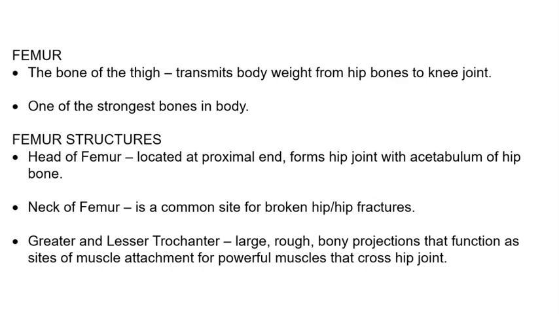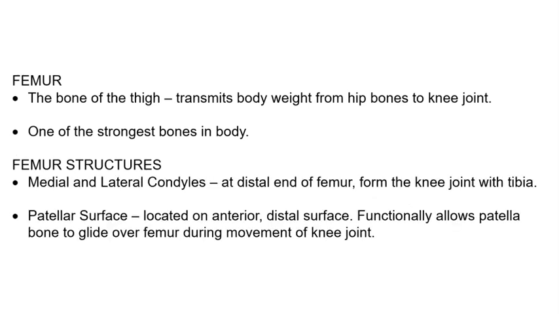The greater and lesser trochanters are large, roughened, bony projections that function as sites of muscle attachment for powerful muscles, including some of the gluteal muscles that cross the hip joint. At the distal end of the femur are the medial and lateral condyles, which are rounded, smooth articulation points that form the knee joint with the tibia. At its anterior distal end is the patellar surface, which allows the patella bone to glide over the femur during movement of the knee joint.